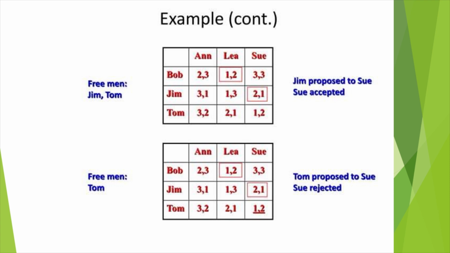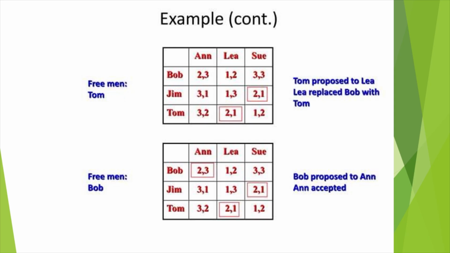In step 6, now Bob is free again. He proposes to his next choice, Anne. Anne accepts as she is free. So put a box for Bob to Anne. So the final matching will be Bob is matched with Anne, Jim is matched with Sue, and Tom is matched with Lee.